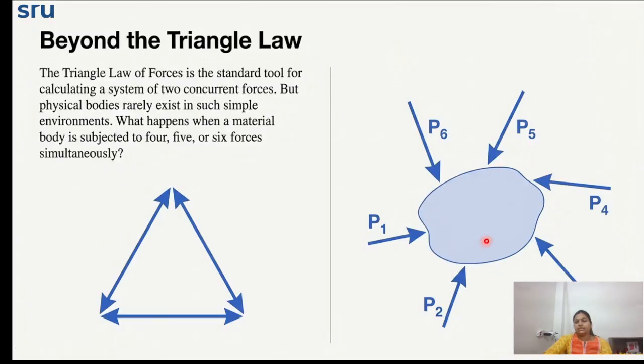So in this system, we have multiple forces like P1, P2, P3, P4, P5, and P6 in different directions, so that there are more than three forces. In total, 6 forces are acting on the system. So what will be the resultant force of this system?